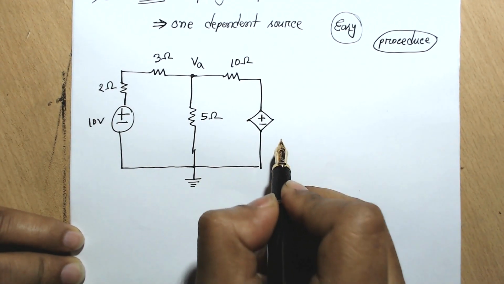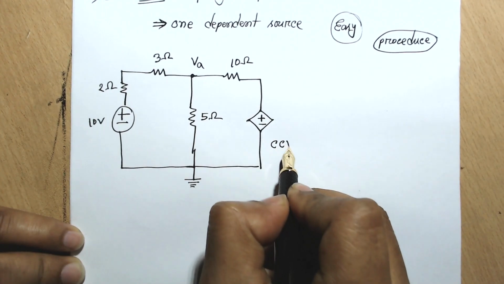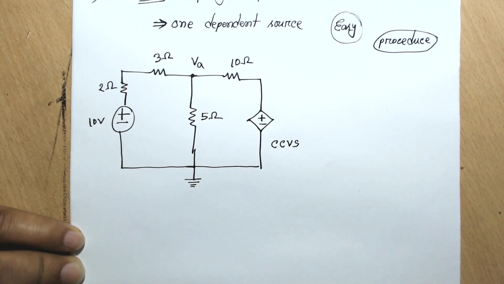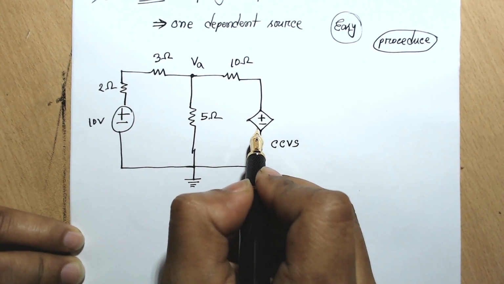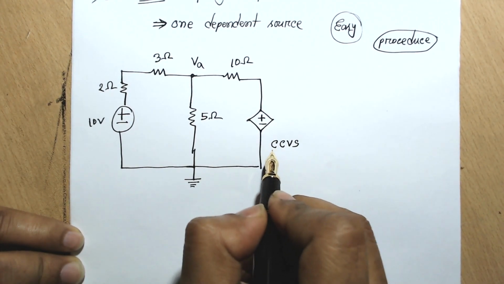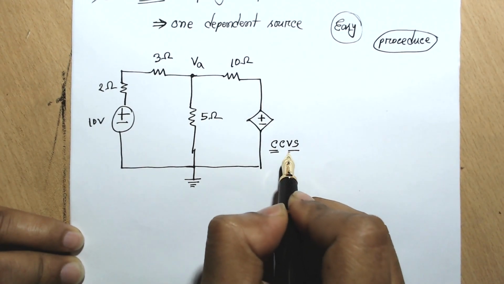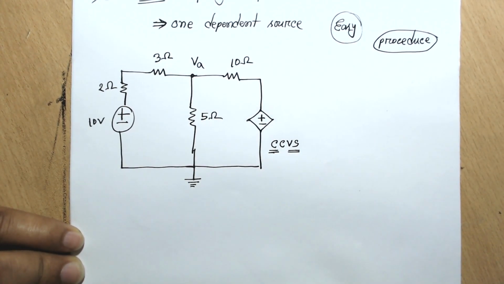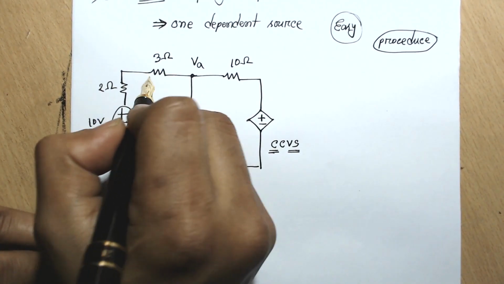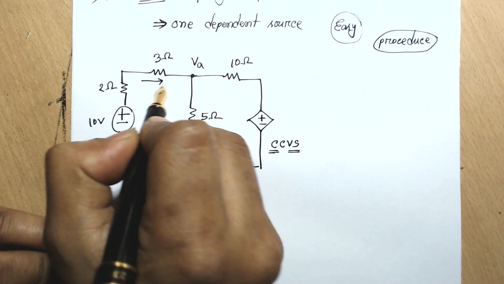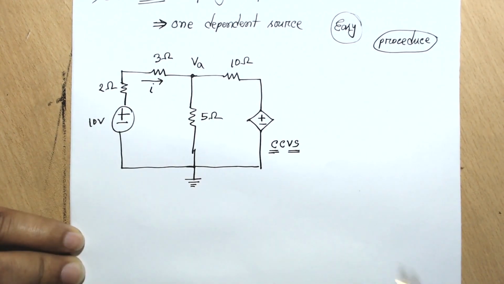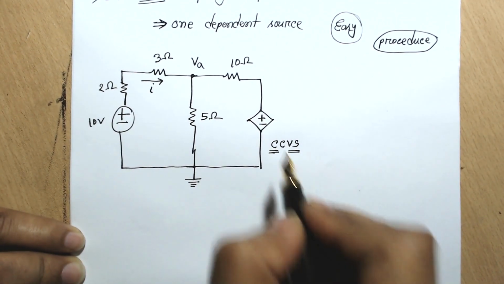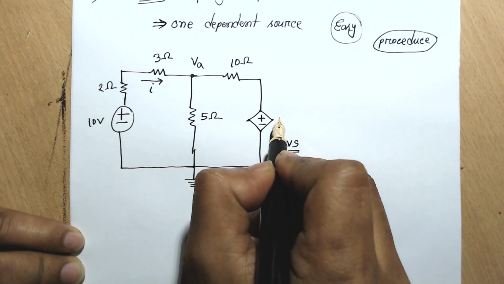That means this is a CCVS, current controlled voltage source. That means its voltage will be dependent on current. It's a voltage source still, but its value will be dependent on current. Let's indicate a current here and call it I, and say this one has a value of 8I.